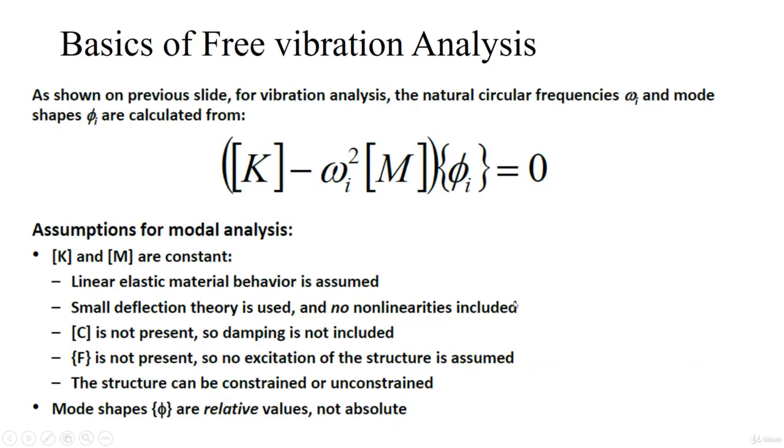As shown in the previous slide, the final equation is K minus omega i square M into psi i equal to 0, where K and M are constant because we are going to perform linear modal analysis, where we assume linear elastic material behavior is present, small deflection theory is used, and there are no non-linearities included. Here there should be another matrix known as C, which is not present. C is nothing but the damping matrix.